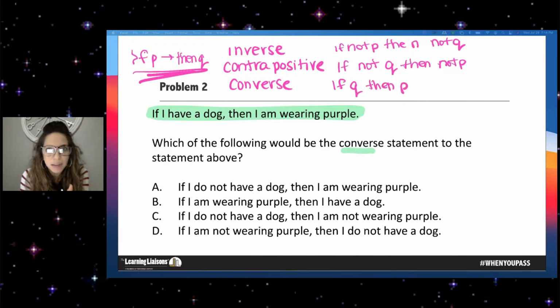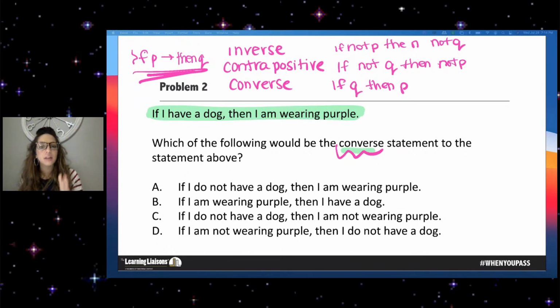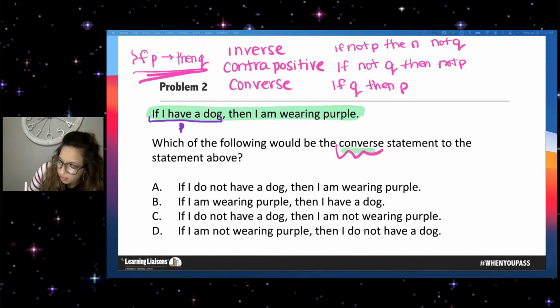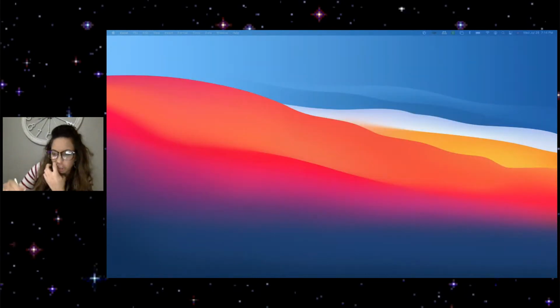So knowing that, which answer is going to be the converse? Let's take a look at each answer and kind of decide and label them. If I do not have a dog, then I am wearing purple. Well, dog is my P. So this is my P and then this is my Q.